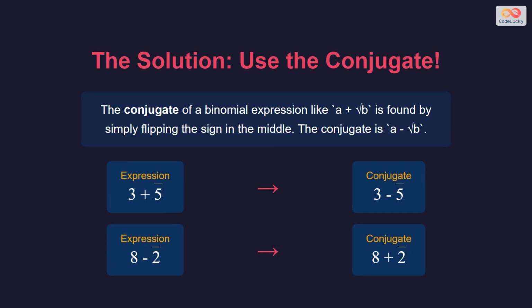The key to solving this is something called the conjugate. It's a simple but powerful idea. For a two-term expression like a plus the square root of b, its conjugate is a minus the square root of b. You just flip the sign in the middle. So, for 3 plus the square root of 5, the conjugate is 3 minus the square root of 5. And for 8 minus the square root of 2, the conjugate is 8 plus the square root of 2.